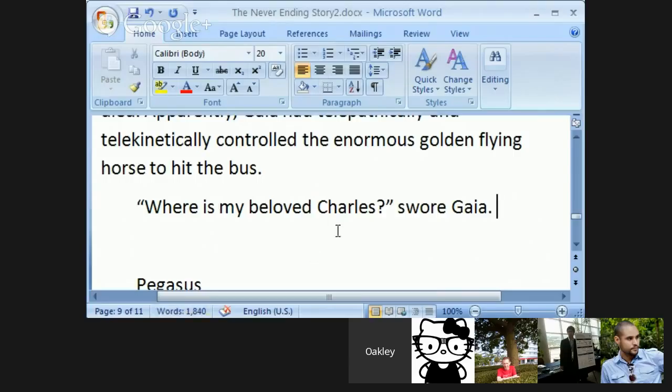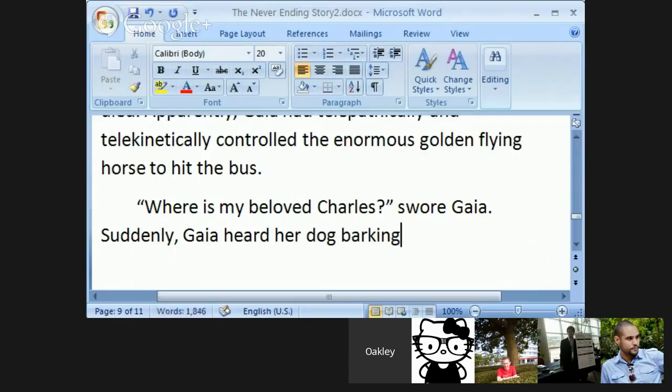Amore, we've got about 4 minutes. You think you can squeeze one more sentence in here? Yes, of course. Suddenly, comma, Gaia heard her dog barking close to her and gets up. Point. She was apparently scared because all those things was just a dream. Okay. Heard her dog barking next to her. Okay. And woke up.